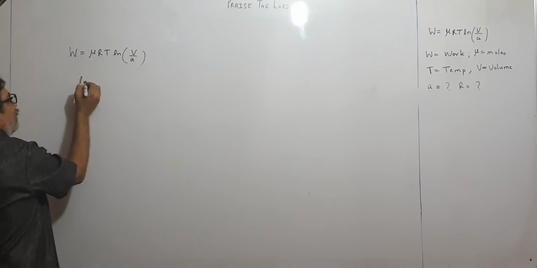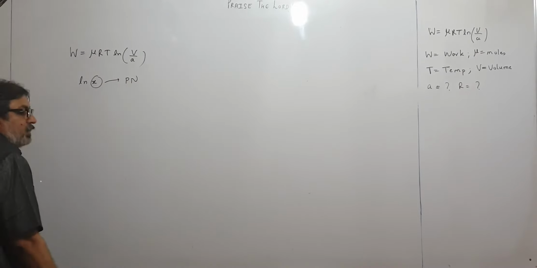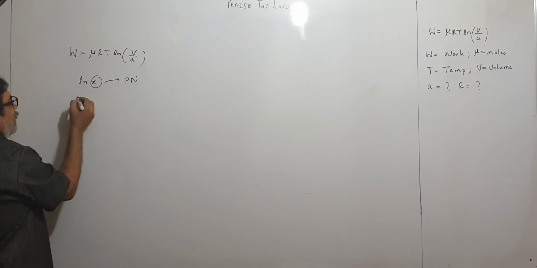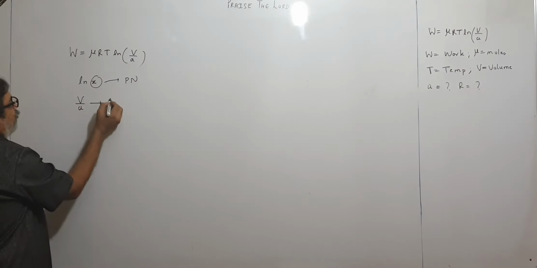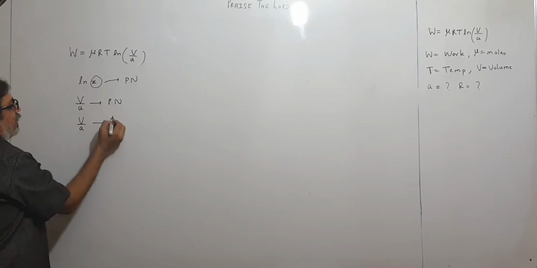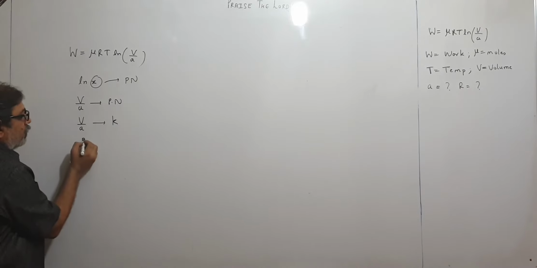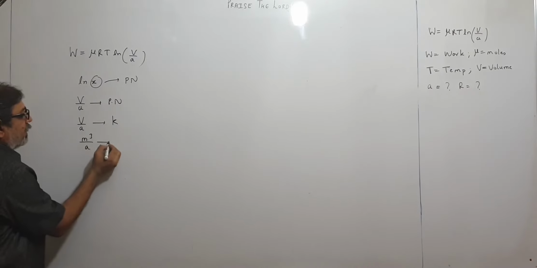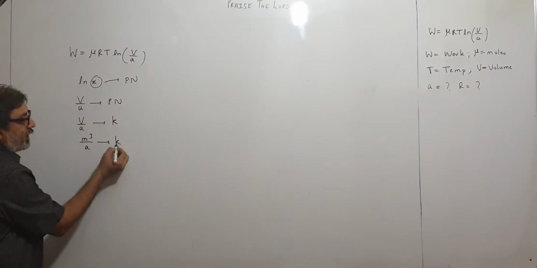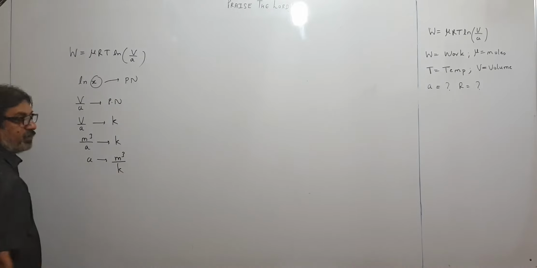You know that when there is a term like log x, this x will be a pure number. Okay, I told you already. So that means V upon A is a pure number. So V upon A is something pure number, say K. So V is volume, so meter cube upon A is a pure number. So take A over here and K over here. So A becomes meter cube upon some constant.